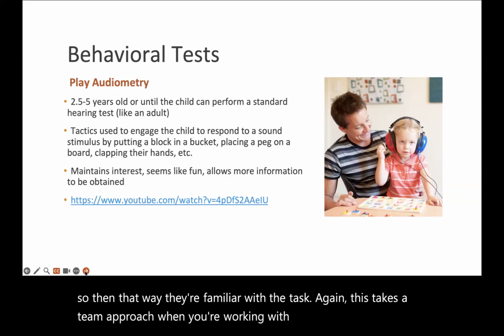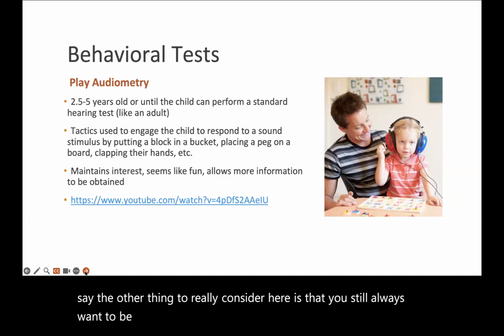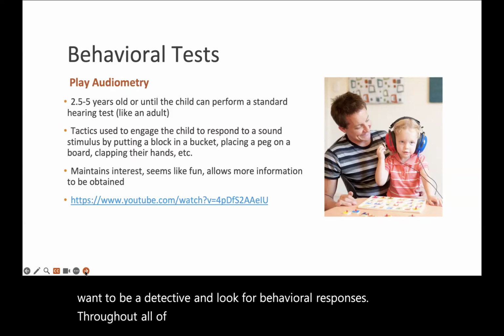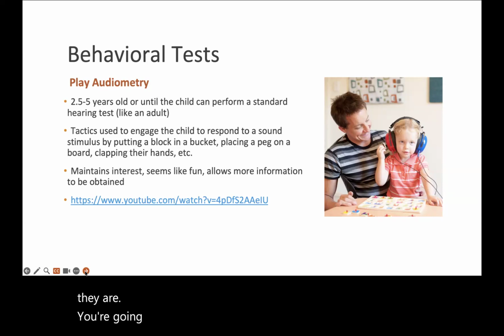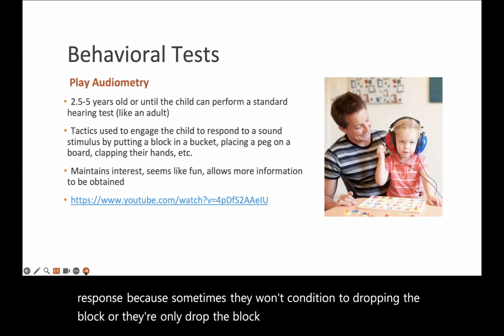I would say the other thing to really consider here is that you still always want to be a detective and look for behavioral responses throughout all of childhood, right? No matter how old they are, you're going to need to be able to look at what's a behavioral response. Because sometimes they won't condition to dropping the block, or they'll only drop the block when they really hear something super loud.